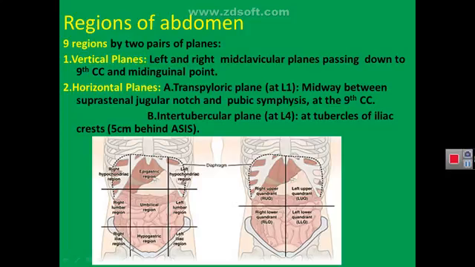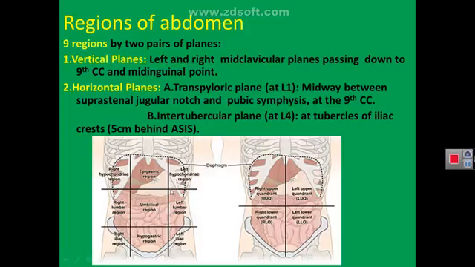The mid-inguinal point is the middle between the anterior superior iliac spine and the pubic symphysis. It is not the middle between the anterior superior iliac spine and the pubic tubercle; that is the midpoint of the inguinal ligament. I'm saying the mid-inguinal point is between the anterior superior iliac spine and the pubic symphysis, not the pubic tubercle. So the vertical line extends from the middle of the clavicle, the 9th costal cartilage, and the mid-inguinal point. These are the right and left vertical planes.